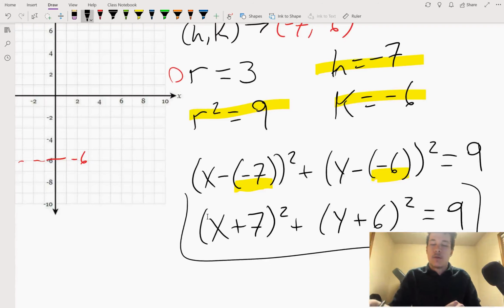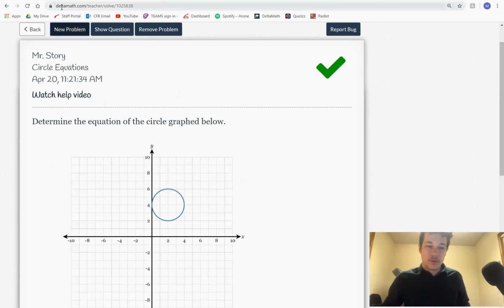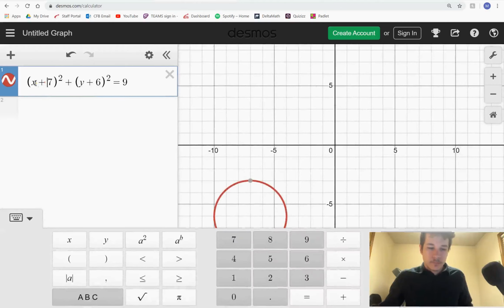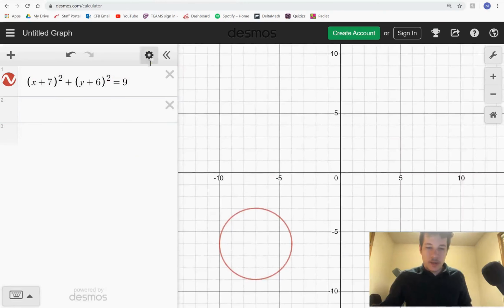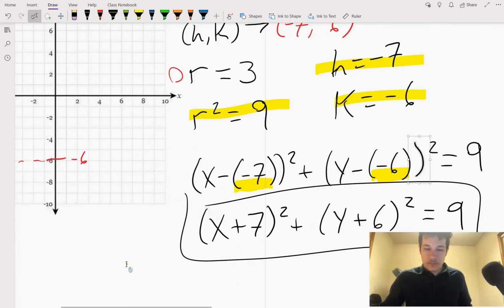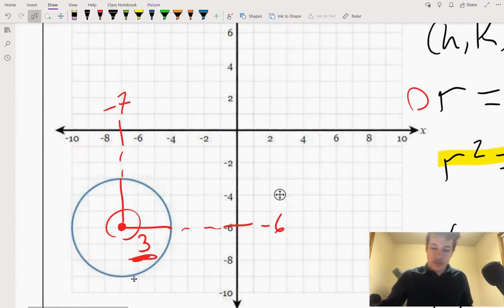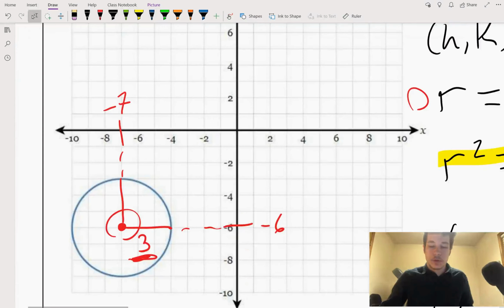Okay. Now, before you go wasting all your attempts in Delta Math, how do I check my work? Well, if we take this equation, x plus 7 squared plus y plus 6 squared equals 9, and we go over to Desmos, let's open a new graph. Okay, I typed it right into Desmos. Make sure you use this little keyboard tool. Makes it really easy. And it matches what I had on my assignment. Well, let's confirm that. So here's my graph from the assignment. Here's me checking using Desmos. It's in the same place, has the same center, has the same radius. So I know I'm correct there.